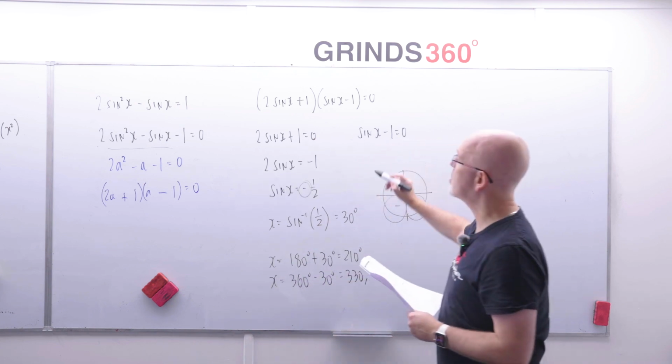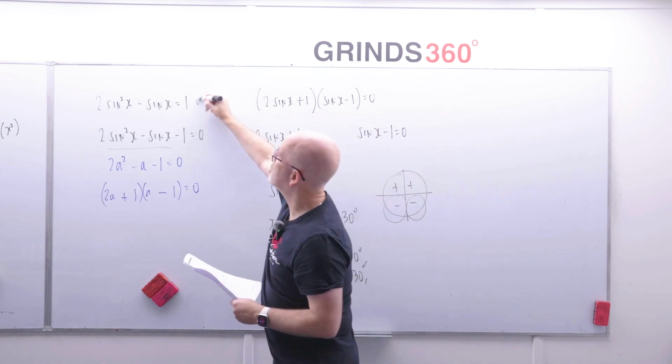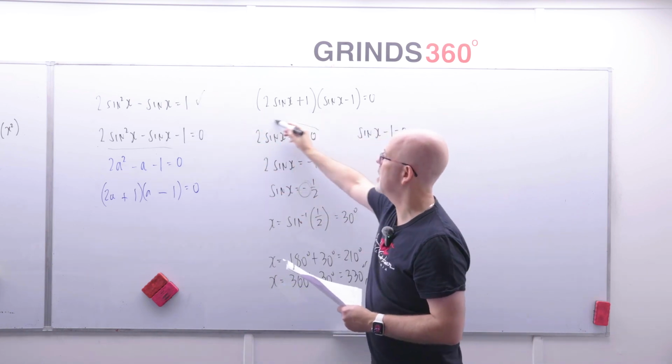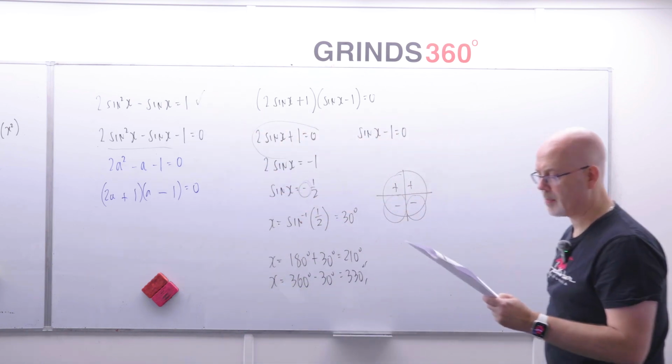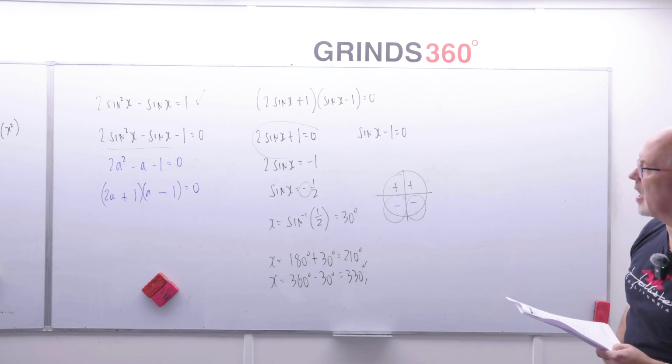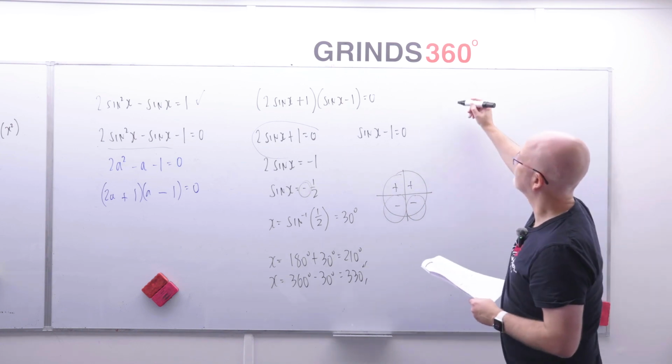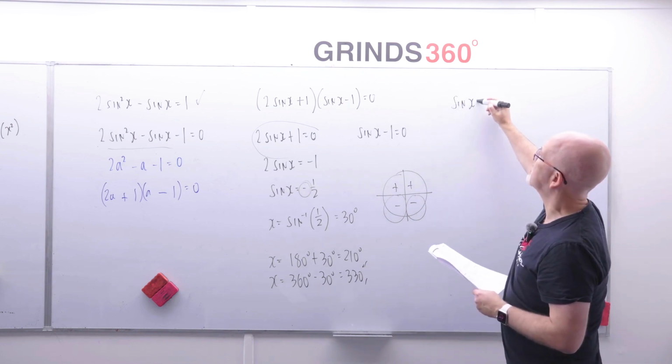So there's two solutions to this equation here. They're the two we get from putting this one equals 0. There's two of the possible answers. Okay, so 210 and 330. Now, what about this one here? Sine of x equals 1.